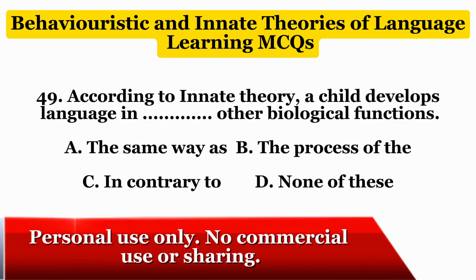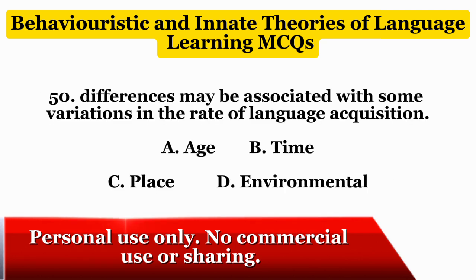According to innate theory, a child develops language in the same way as other biological functions, in contrary to other biological functions, none of these. Right option is A. According to innate theory, a child develops language in the same way as other biological functions. Which of the following differences may be associated with some variations in the rate of language acquisition? Age, time, place, environmental. Right option is D. Environmental differences may be associated with some variations in the rate of language acquisition.